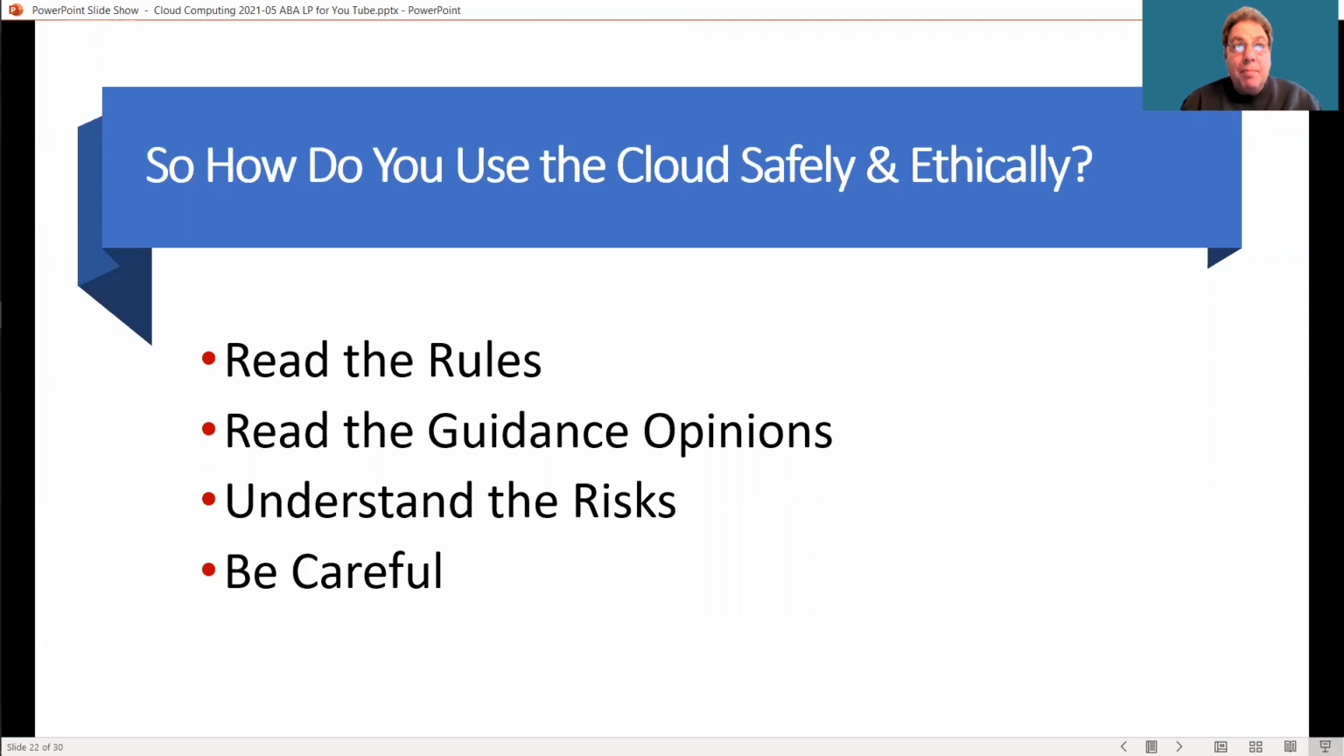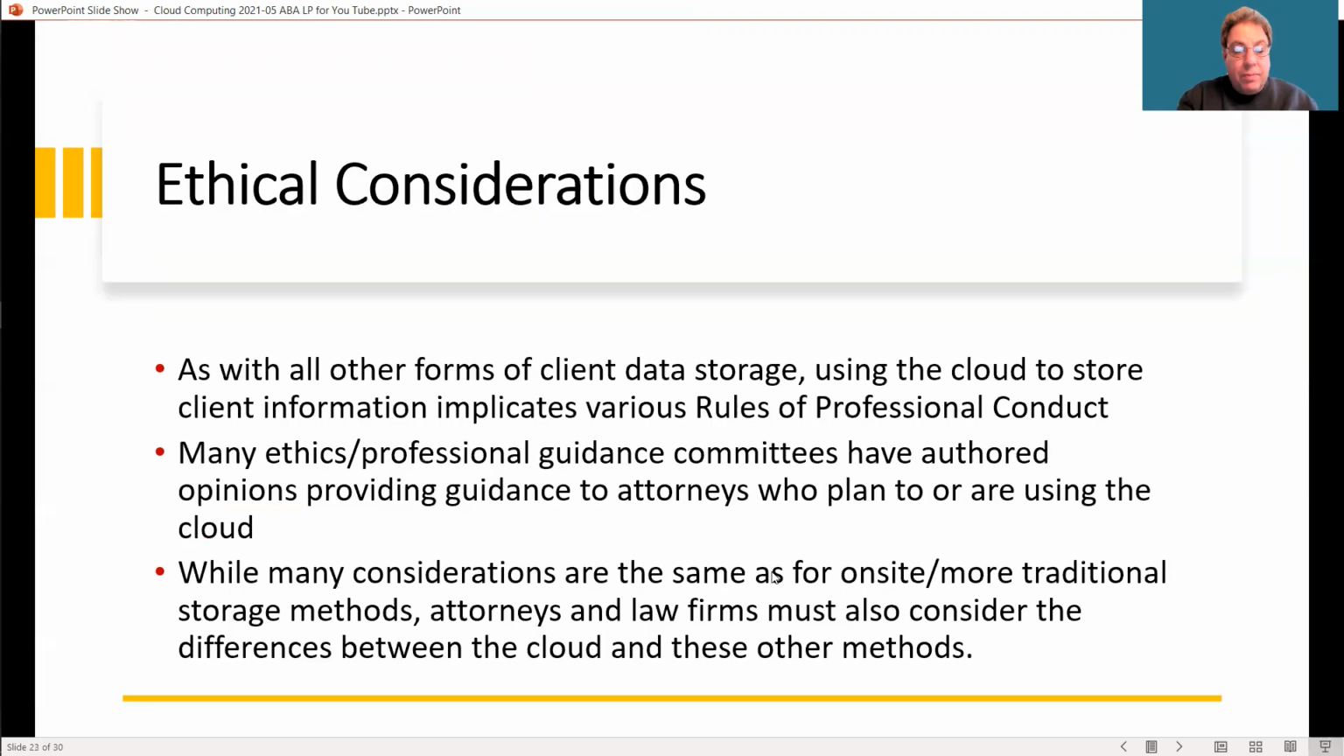In addition, many state bar associations have ethics committees that offer guidance in the nature of formal or informal ethics opinions. You should read those, including the ones related to your state. But in the area of cloud computing, there are a lot that are well beyond just your own state that will provide a lot of guidance. You need to understand the risks, just as you would tell your clients to understand the risks of anything they do, and be careful.